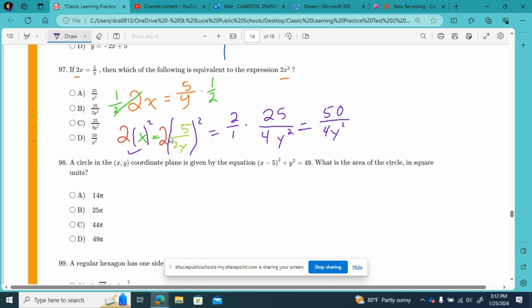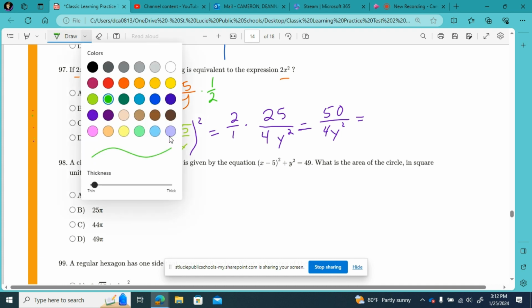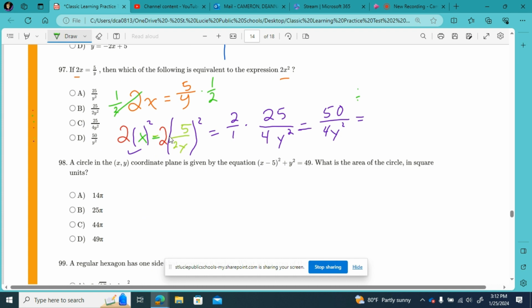And that's not there just yet, but I got an even number on top of an even number, so I can divide the top and bottom both by 2 to give me 25 over 2y squared, which is one of my answer choices. There it is. All right.